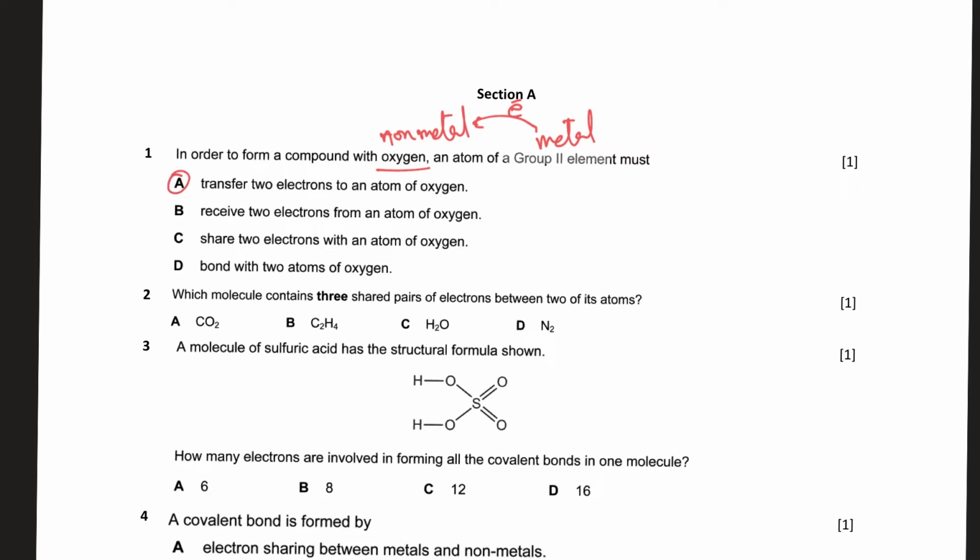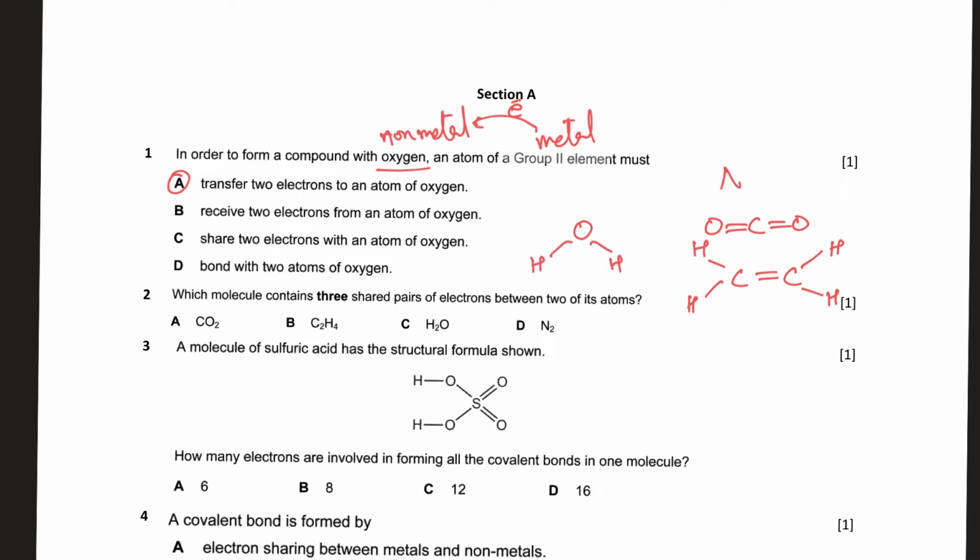Now question number 2 says, which molecule contains 3 shared pairs of electrons between 2 of its atoms? So what we must do is draw the Lewis diagram for this, the structure of these. The first option is carbon dioxide, which is basically carbon sharing 2 electrons with 2 oxygen. And then we have C2H4, which is again something like this, where you have hydrogen here, and same case on this side. And then you have water, which is like this, a classic molecule.